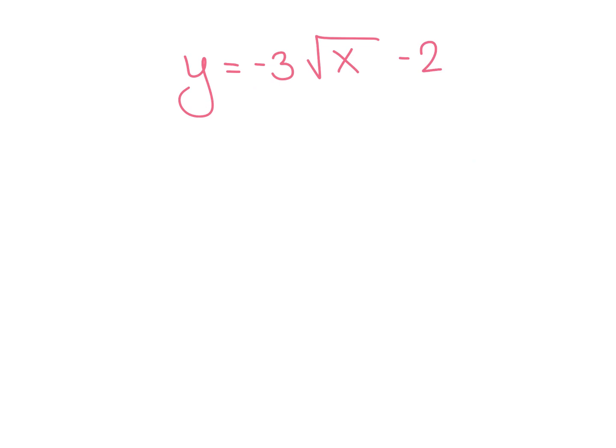Let's remind you of the square root function. For the square root function, you need 2 points, (0, 0) and (1, a). A this time is -3. And then we need to translate our points.